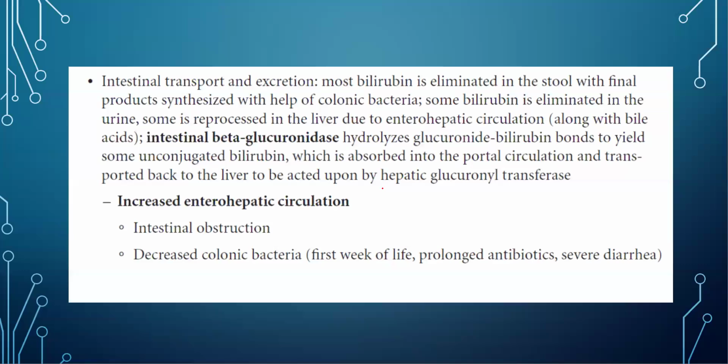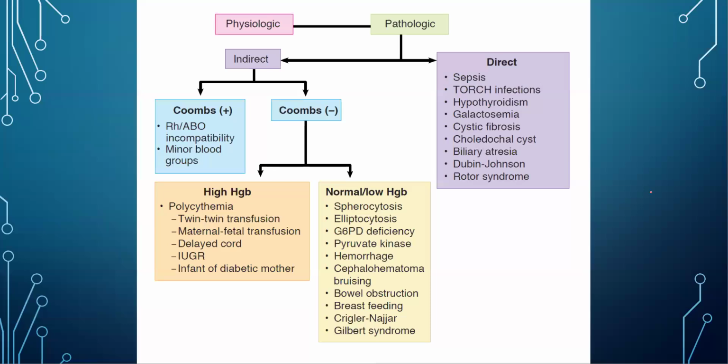Apart from that, conjugated bilirubinemia can be due to other causes, like sepsis, hypothyroidism, galactosemia, choledochal cyst, biliary atresia, and then there are some hereditary causes like Dubin-Johnson or Rotor syndrome. Okay, so these are the causes of direct hyperbilirubinemia.